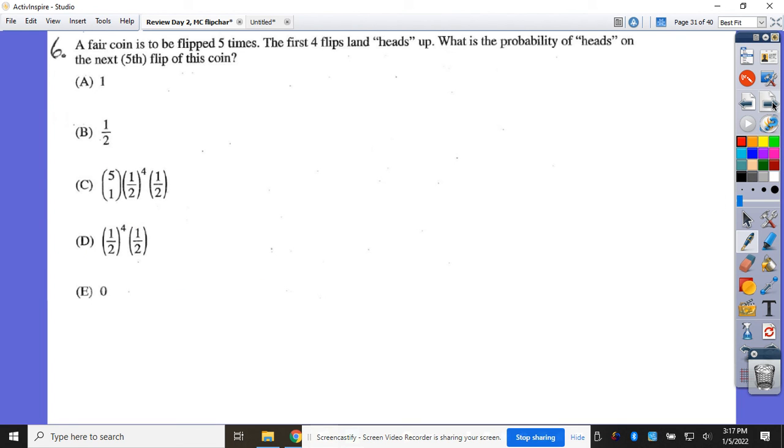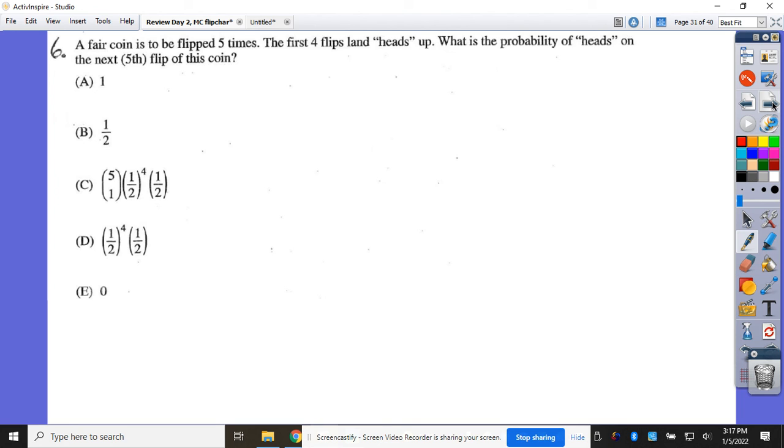6. I'm surprised this one wasn't higher, just because people don't pay attention to the question. But I'm more concerned with wrong answers for this problem than the right answer.